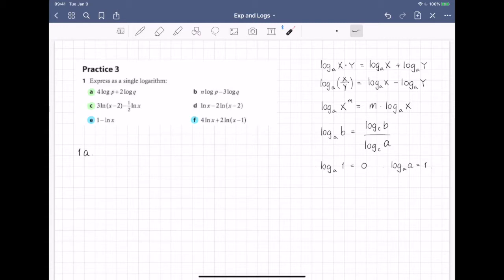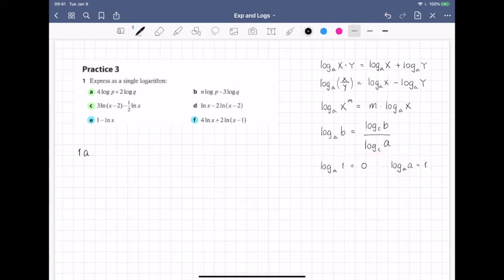Something that we've talked about but we haven't used extensively is the change of base formula here. And I'll give you a question to do with that as a challenge. These last two aren't exactly the log rules, but just good to know. All right, let's get started.